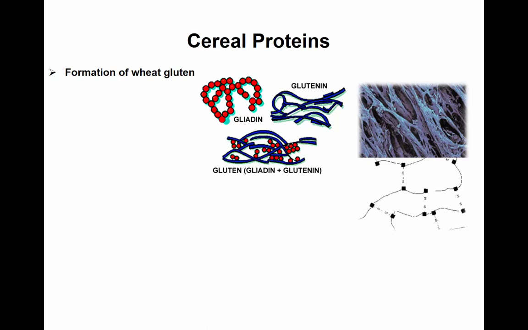So again, it's very important to know that there is no gluten in wheat. However, when gliadin and glutenins interact upon kneading the dough, then you form the gluten. So you have the glutenins, which are polymeric proteins, and the gliadins, monomeric proteins. They interact together upon kneading your flour with water, and then you form the gluten network, which is this.